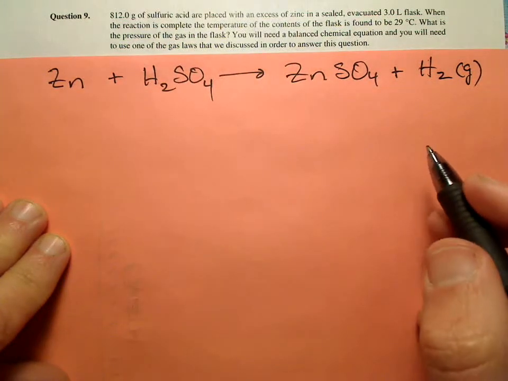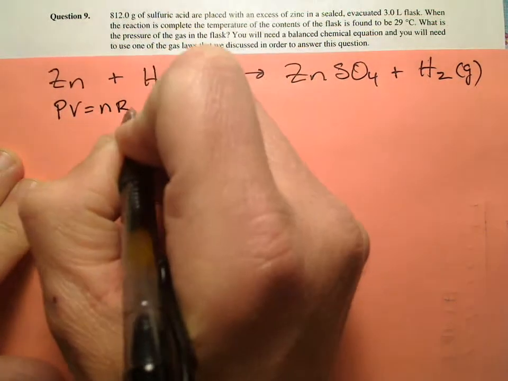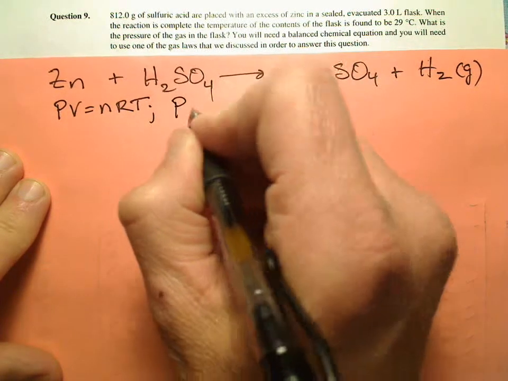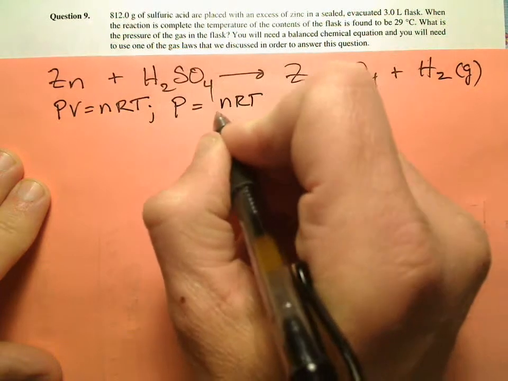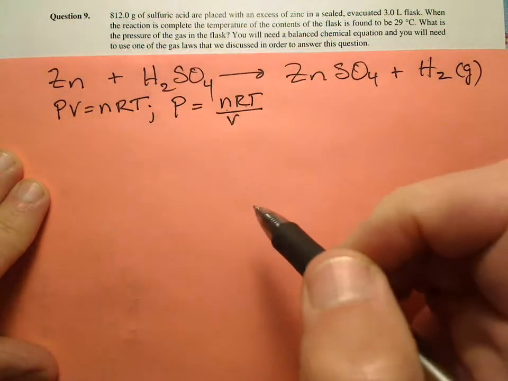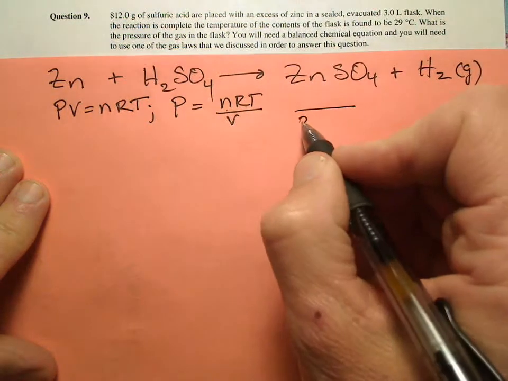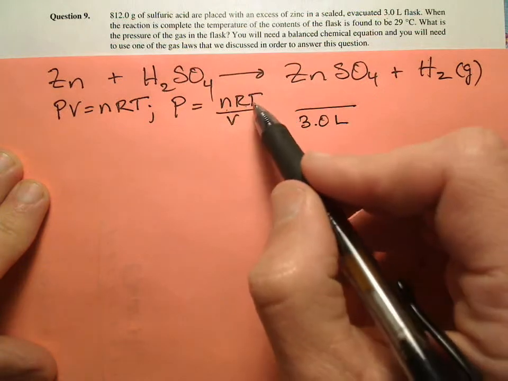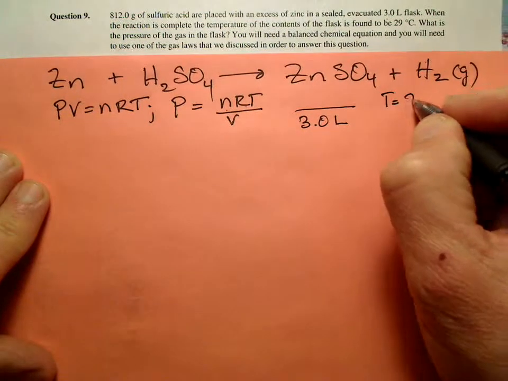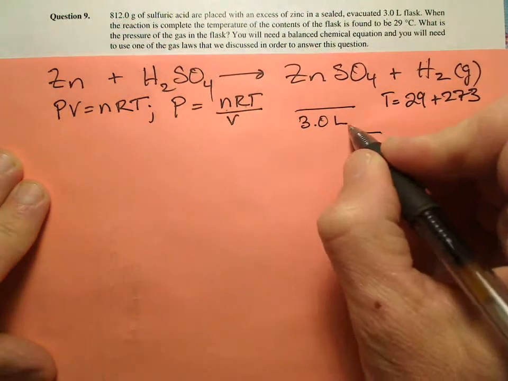So what do we need to know about that hydrogen to be able to figure out the pressure? Well, pressure times volume is equal to the number of moles times R times T. So if I rearrange this, pressure is equal to nRT over V. So I need to know n, R, T, and V. What do I know already? I know V, 3 liters, so I know my denominator. Do I know T? Yeah, 29 degrees Celsius, so T is equal to 29 plus 273.